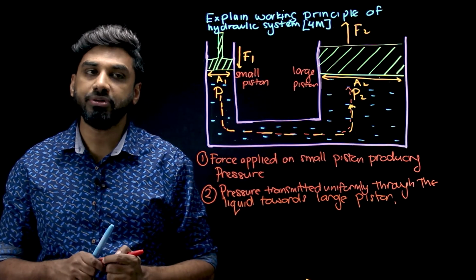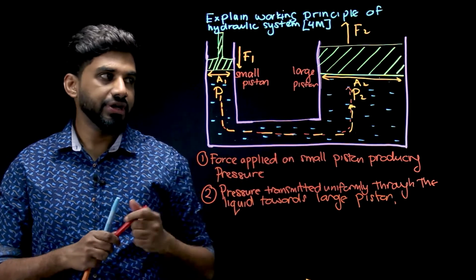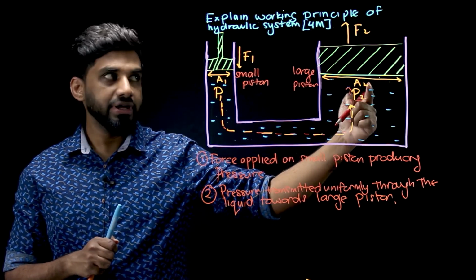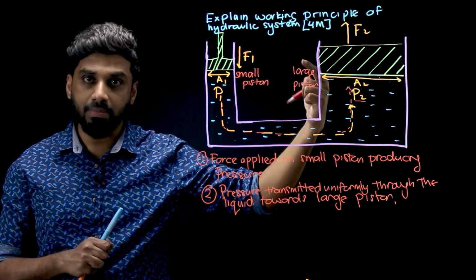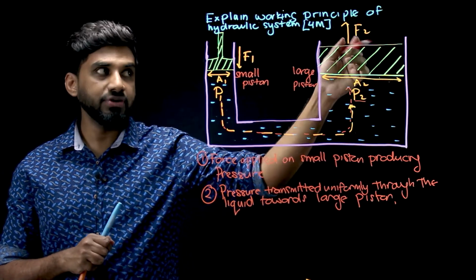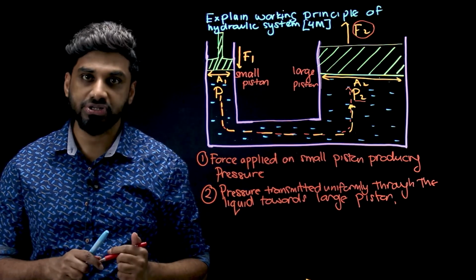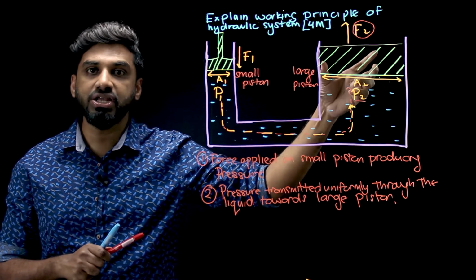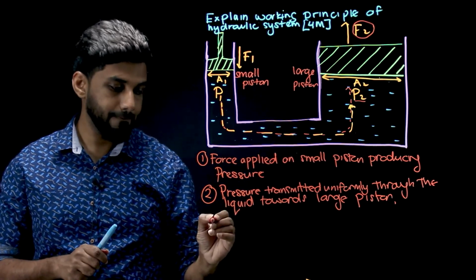Now, point number 3. What happens on this section here? The pressure is being exerted on a certain area, and therefore what happens? You are going to produce a force here. But remember, due to the larger area of the larger piston, we will produce a larger force. So point number 3 states: a large force is produced due to the larger area of the bigger piston.